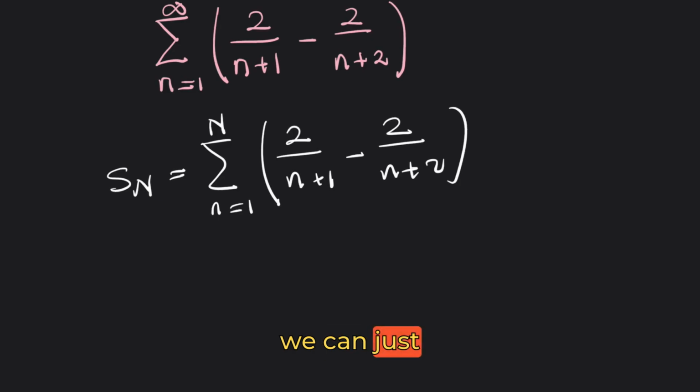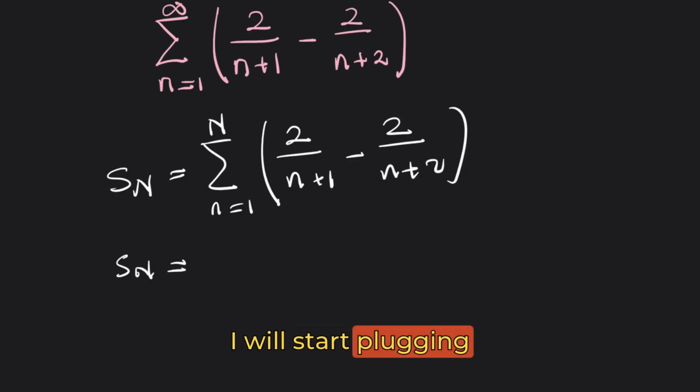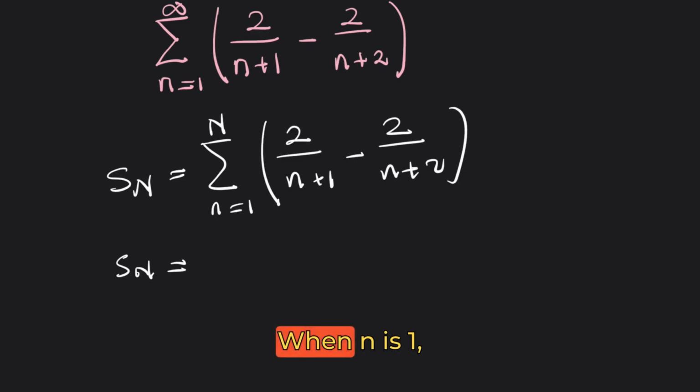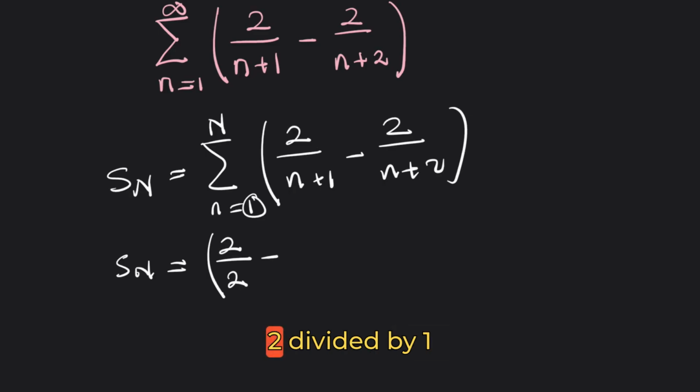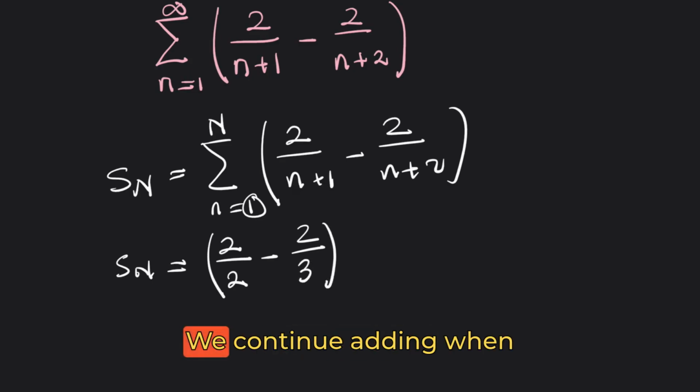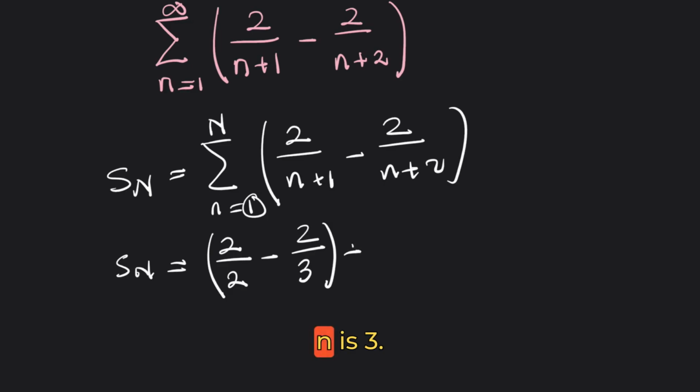At this stage, we can just go ahead and substitute, right? I will start plugging in the values for n. So when n is 1, we are going to have 2 divided by 1 plus 1, which is 2, then minus the same thing here, 2 divided by 1 plus 2, which is 3. Okay? Then we add, right? So we continue adding when n is 2.